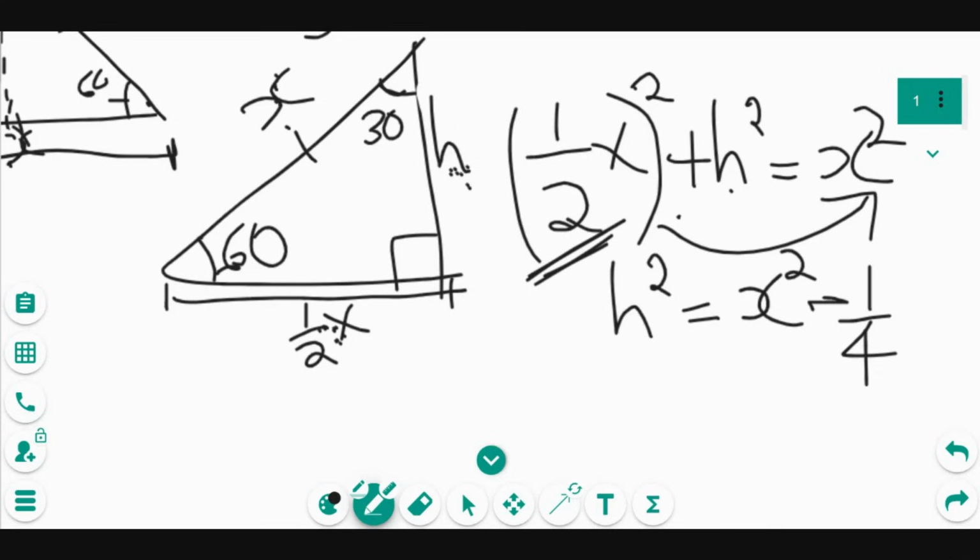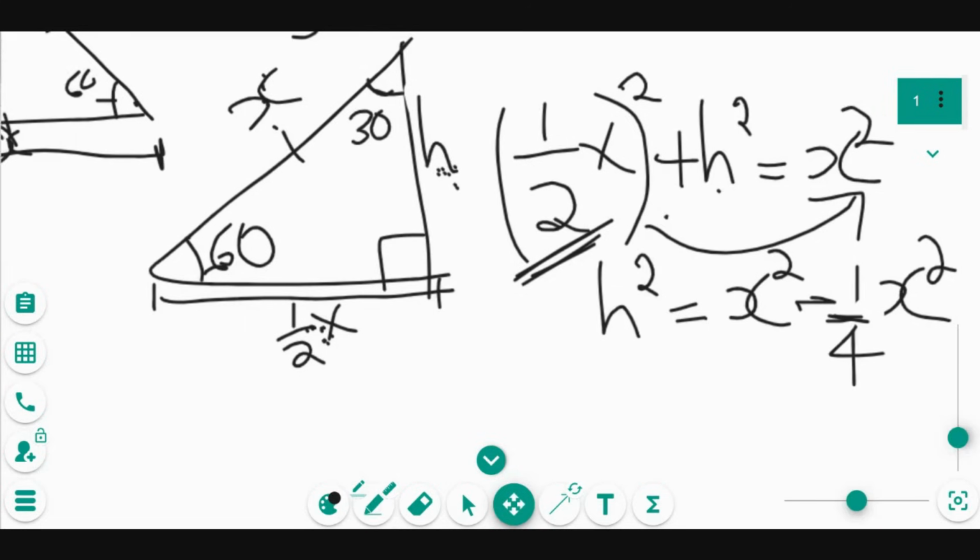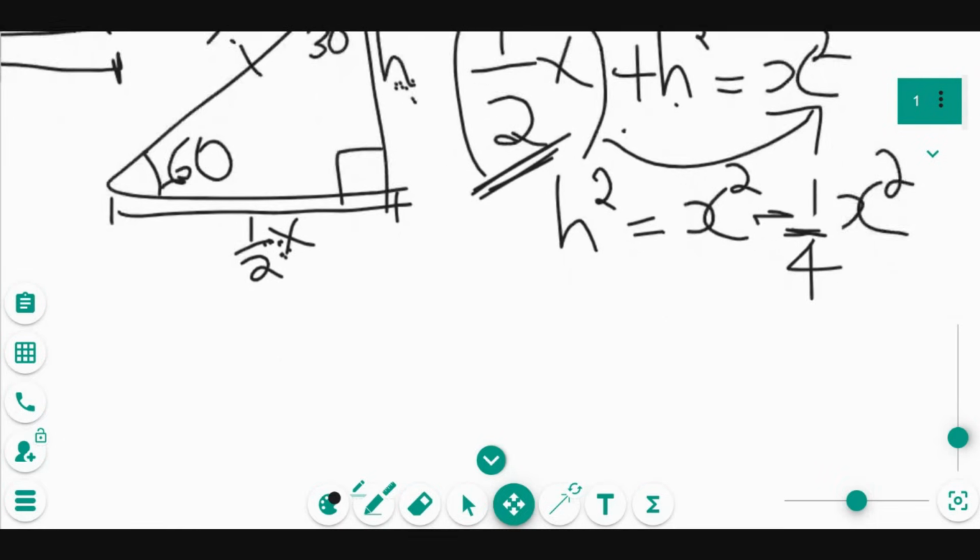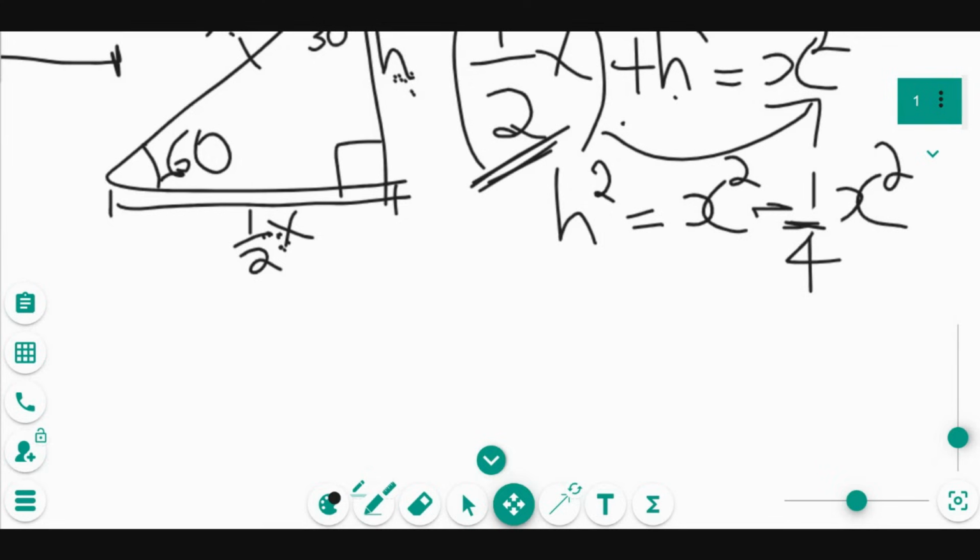And then when I square the x, I get x squared. Okay, so that's the value of my h squared. My h squared is equal to x squared minus a quarter x squared. So what we do here is, I want to get the value of h, not h squared. But let me first subtract this. X squared minus a quarter x squared can be subtracted.